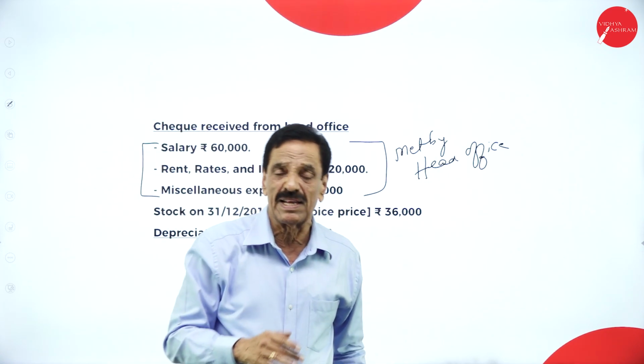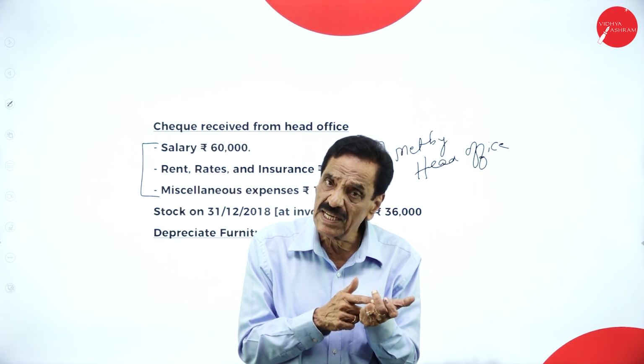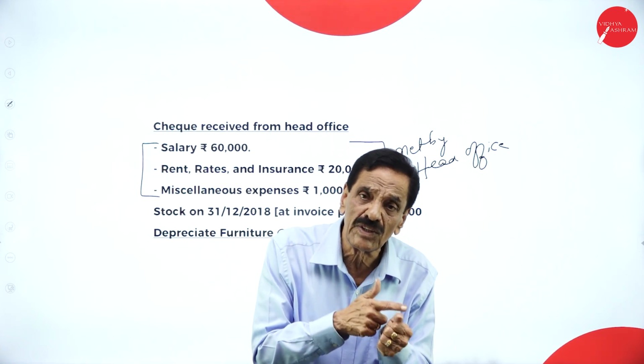Then by closing balance. What are the closing balances? We have a stock, we have a debtor, we have furniture, we have prepaid expenses, we have petty cash.